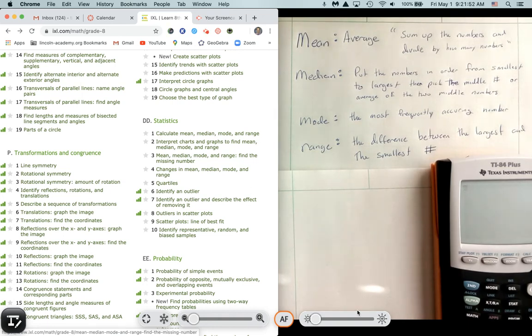Welcome. Today we're going to shift from probability, simple probability, to some statistical data. And I'm going to do a review lesson today, something you should have had before. We're going to learn about mean, median, mode, and range.